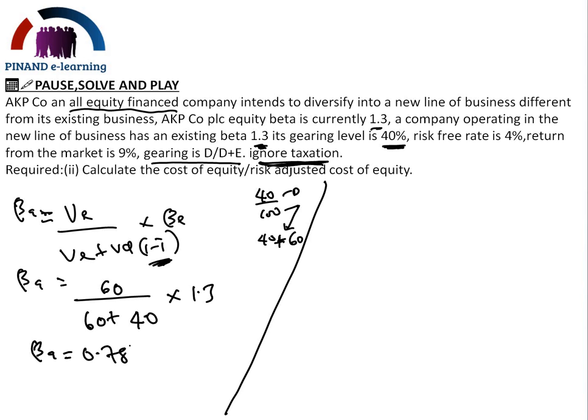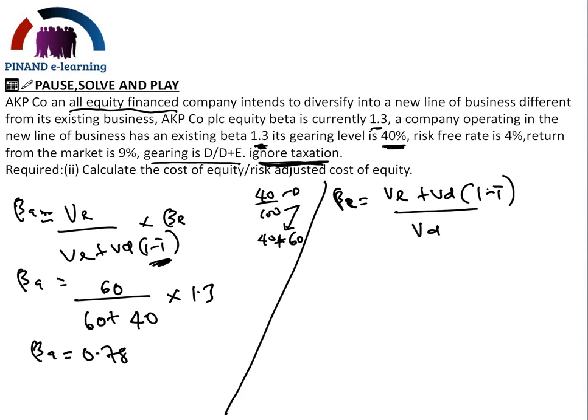Now, because it's an all-equity finance company, there is no need for you to gear back again. But just for solving's sake, let's see how it looks. Remember, our own current capital structure, we don't have any debt. So equity is 100%, which is 1, and debt is 0. Now, if we turn this formula upside down, we want to gear back to BE: VE plus VD(1 minus T) all over VE. There is no debt, there is no tax, so VD is 0 and VE is 1.